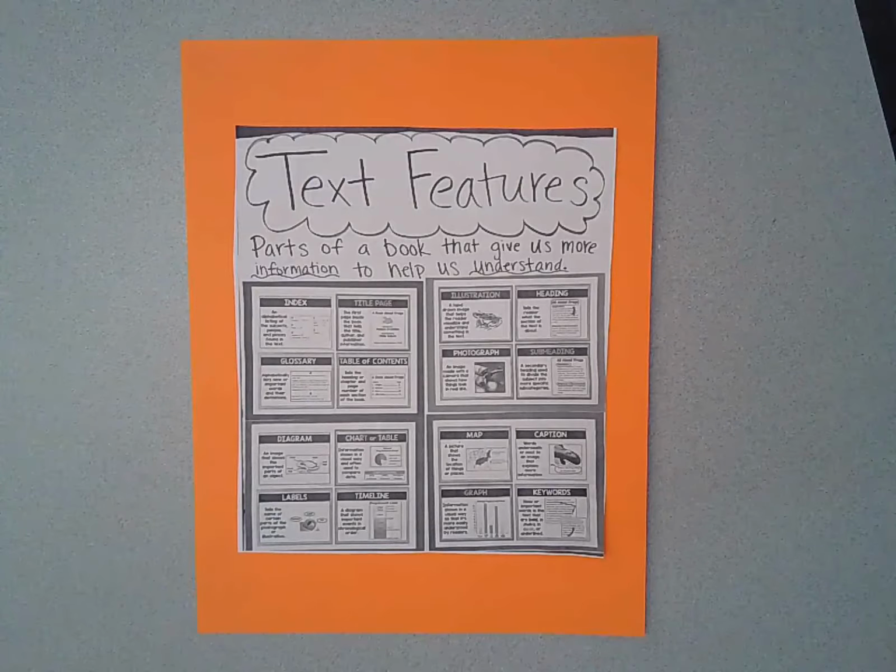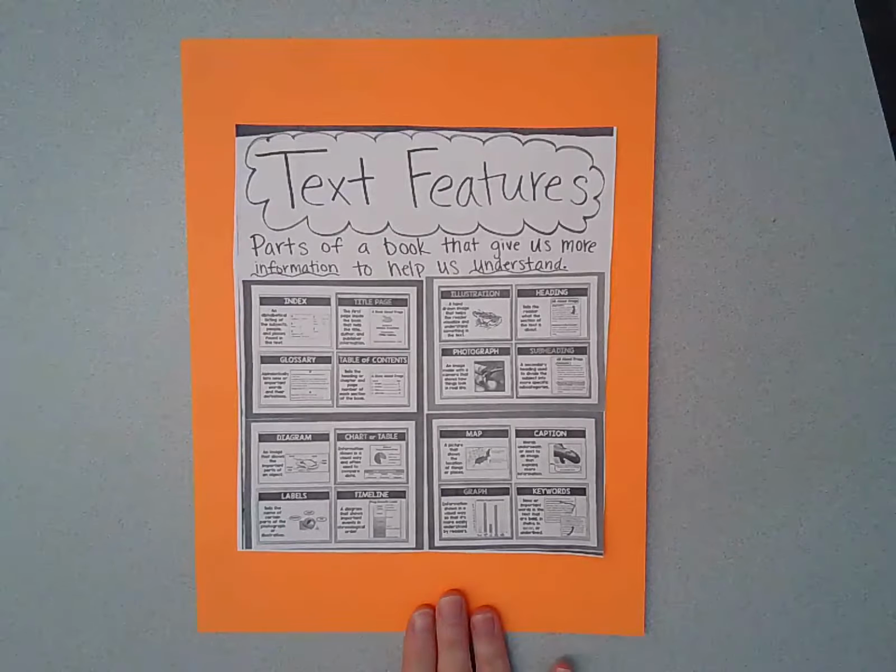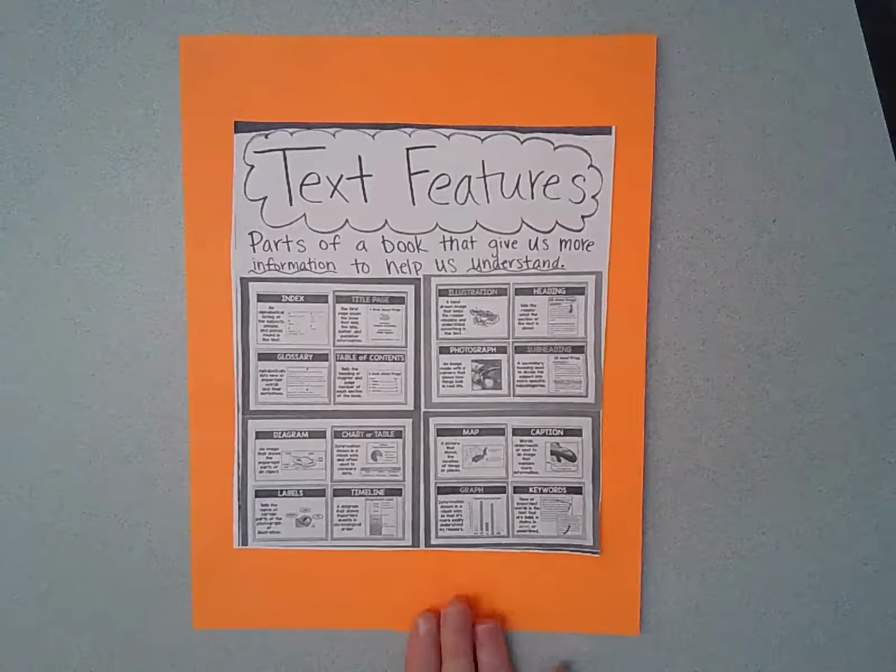Yesterday, we talked about some of those text features, and you worked on identifying what information those text features help provide the reader. So what is the purpose of them? What do they do for us? Again, here's our anchor chart, and I will put this on the Google Slides for your reference.